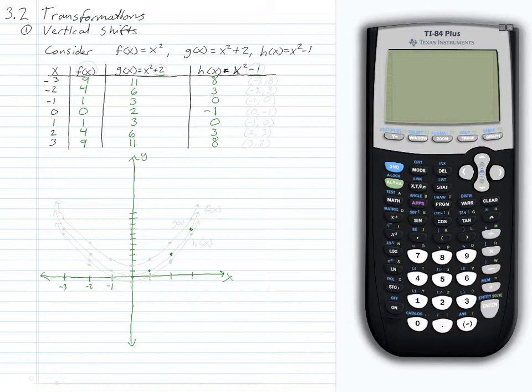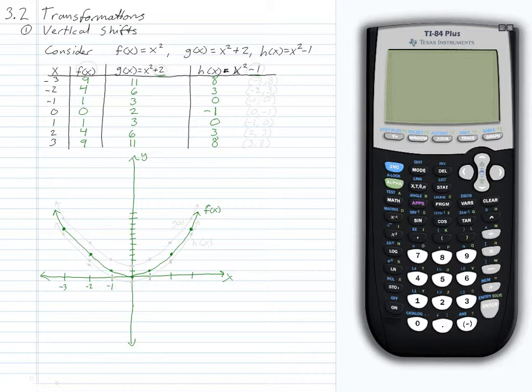This one's also even, so once we graph everything to the right of the y-axis, we can just mirror that across to find the rest of the function's graph. That's one of the advantages of knowing that a function is even. There we have our lovely parabola x squared. And we'll label it f of x.